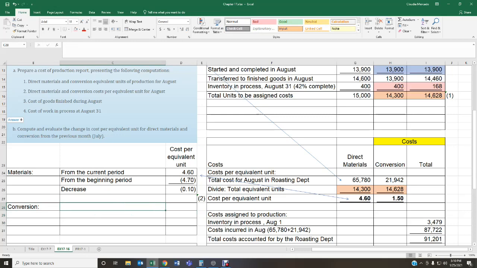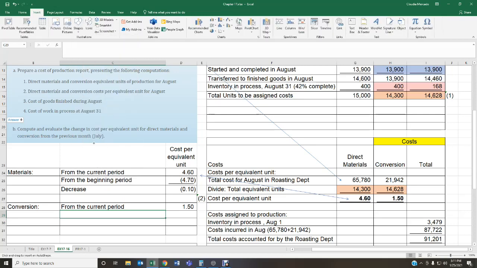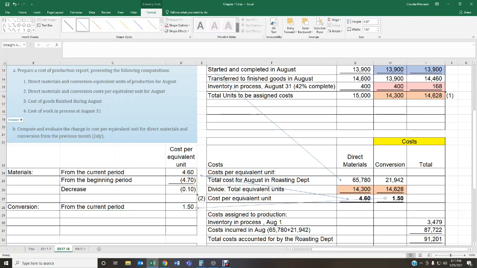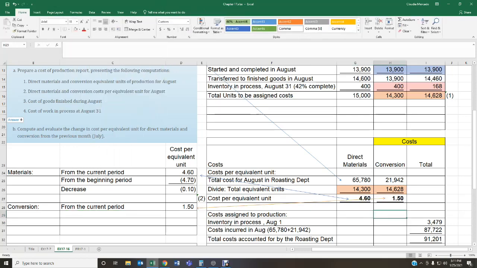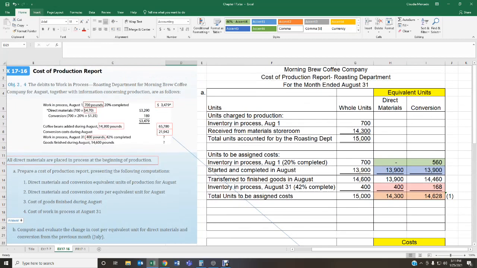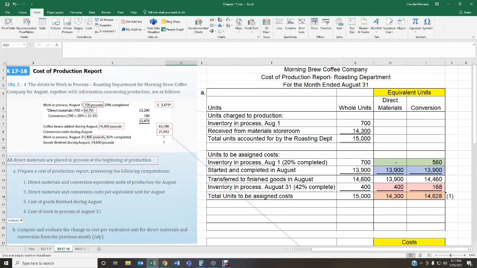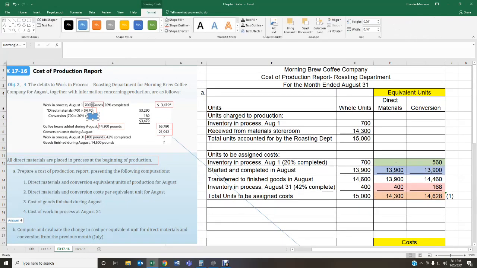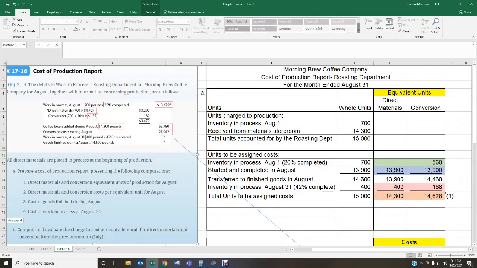For conversion costs, my conversion costs for the current period is $1.50, right here, $1.50, that way you know where I'm getting this number. We're getting it from right there. $1.50 from right there. And we're going to compare from the beginning period. And from the beginning period, my conversion costs were $1.35. I'm getting it from right there. So they were $1.35.